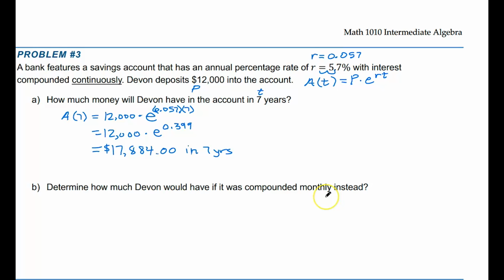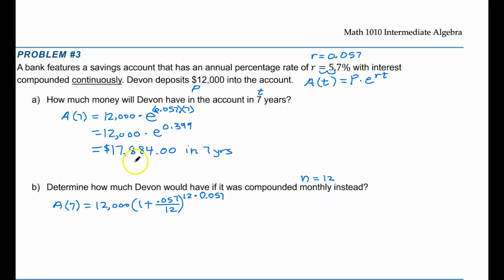So if it's compounded monthly, we need to go back to that first equation, the compound interest formula. So let's use that. And remember that monthly is n equals 12. And the rest of the values will stay the same. So using the compound interest formula, we'll have A of 7 equals 12,000 times 1 plus 0.057 over 12, all raised to the 12 times 7 power. So let's put that in your calculator and see how much that's going to be.